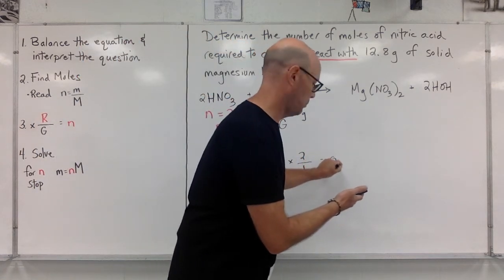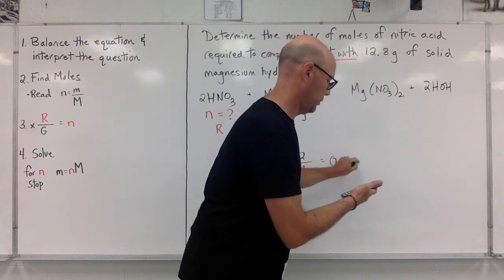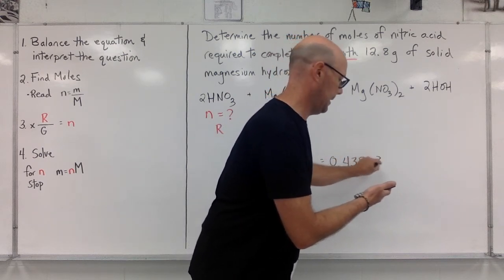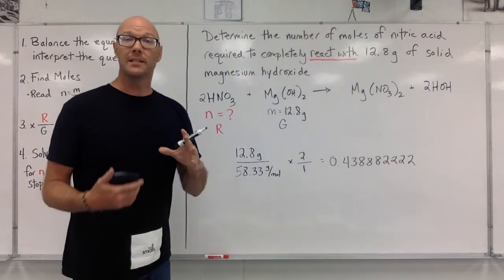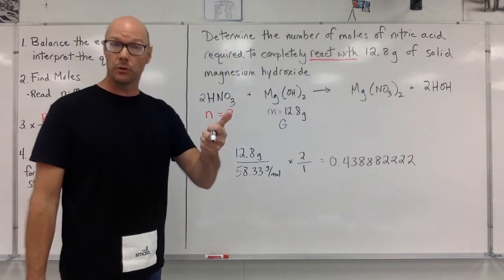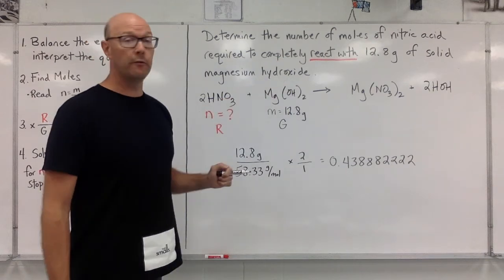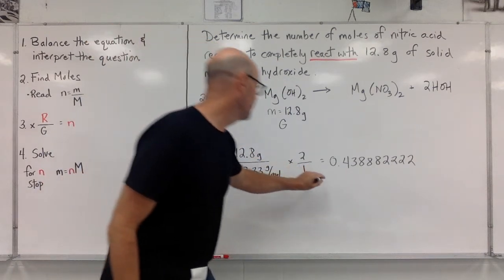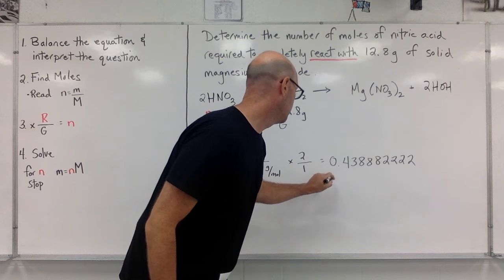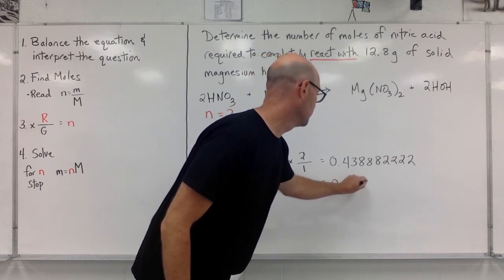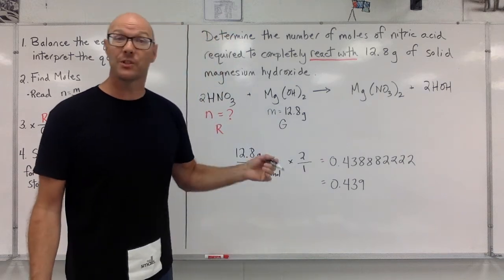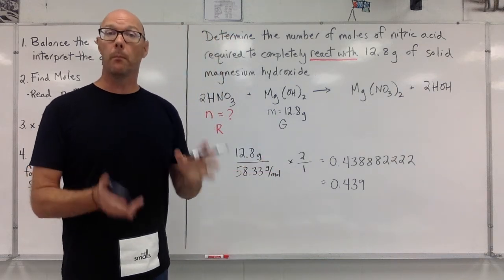That's 0.438882222. We need to think about the significant digits. There's only one number in the question, 12.8. That's 3 sig digs. 0.439. This rounds up, and we found the moles.